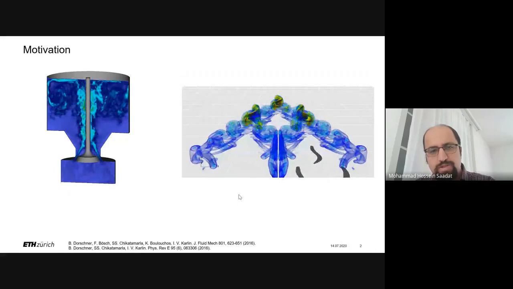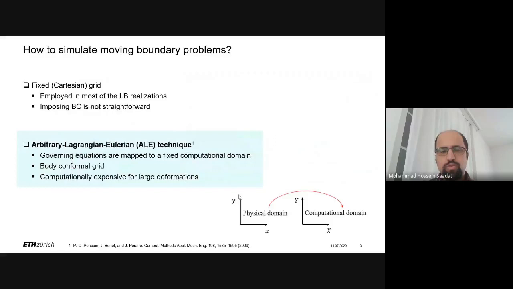Now, the main question is, how to simulate moving boundary problems. There are actually two main approaches in the literature. In the first approach, we have a fixed Cartesian grid that cuts the boundaries of the immersed moving object. Then the main task is to impose a proper boundary condition on the moving body. Most of the lattice Boltzmann realizations in the literature use this approach. With this approach, the process of grid generation becomes totally trivial. However, as I said, imposing the boundary condition is not that straightforward.